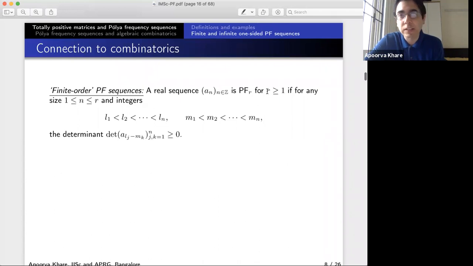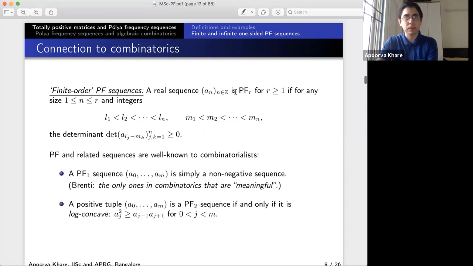A real sequence is PF_R, meaning Polya frequency of order R, if you take the bi-infinite Toeplitz matrix, and you take 1 by 1 submatrices, or 2 by 2, or 3 by 3, until R by R, but no further, and all these minors of size at most R are non-negative. Then that's a totally non-negative sequence of order R, or Polya frequency of order R.